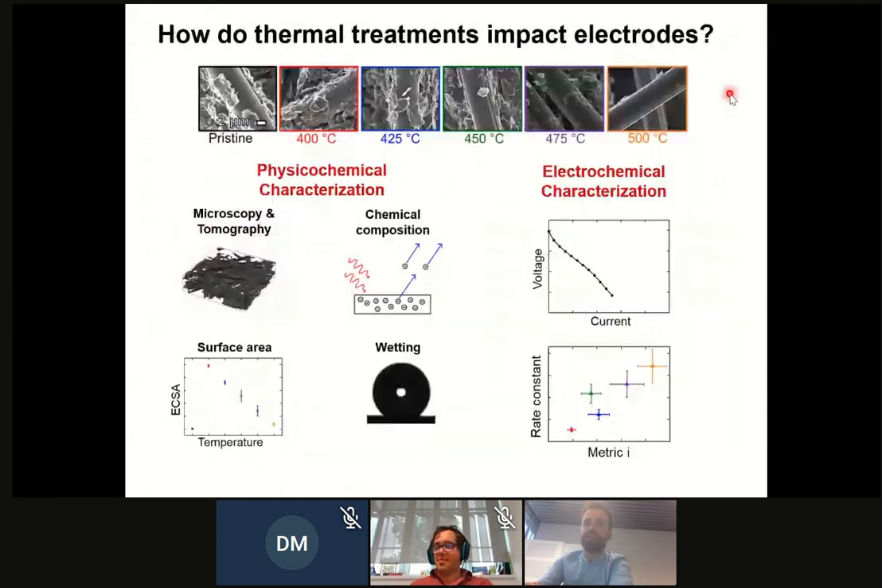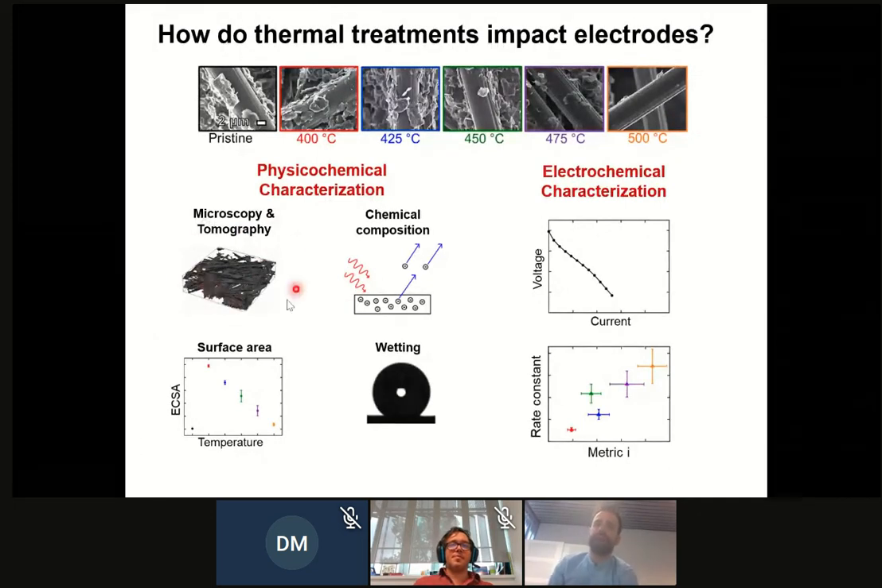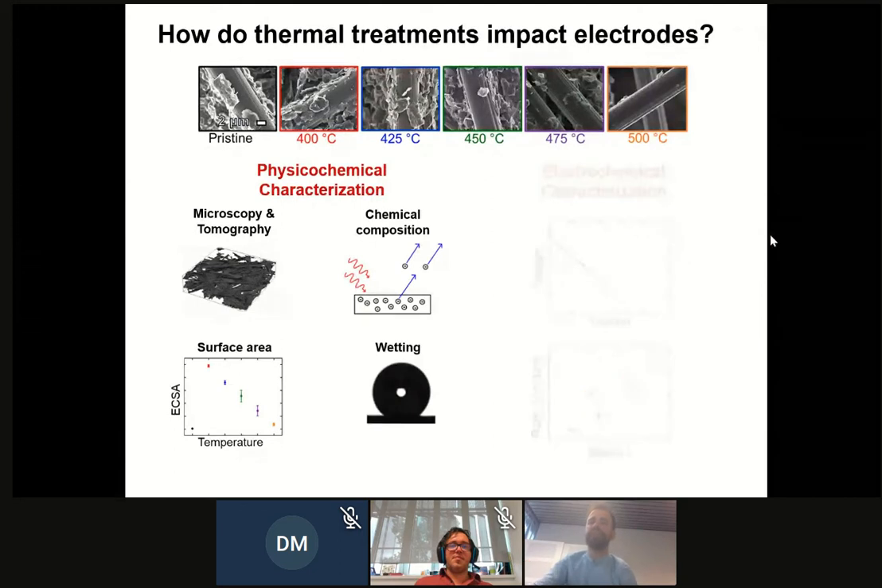And so the story here was that we increase the temperature between 400 degrees and 500 degrees, and we start to track what happens with the surface chemistry, what happens with the 3D structure, what happens with the chemical composition, with wetting, with surface area, and ultimately what happens with the performance. And so I'm going to try to go systematically, parameter by parameter, plotting a certain property X as a function of temperature, and let's see what we can learn.